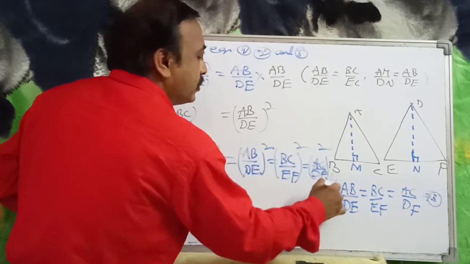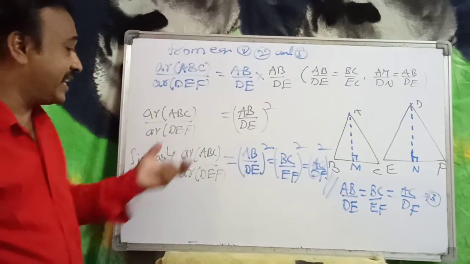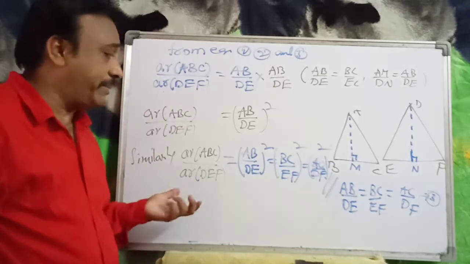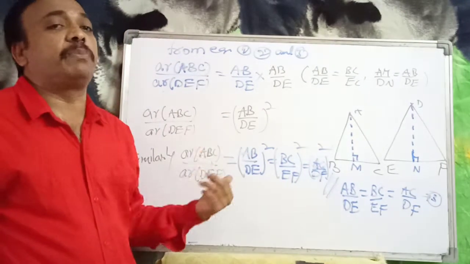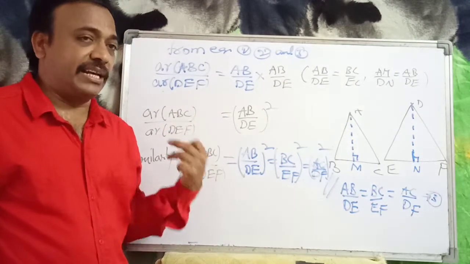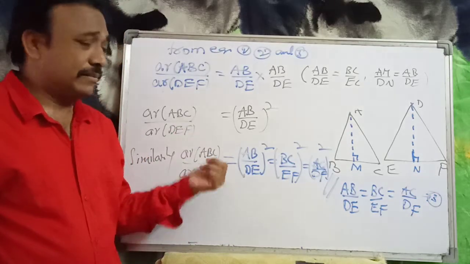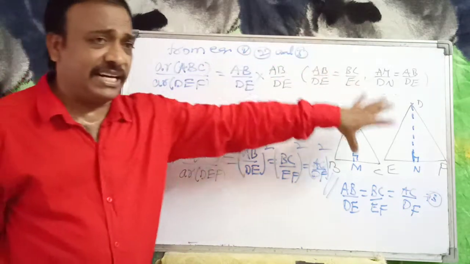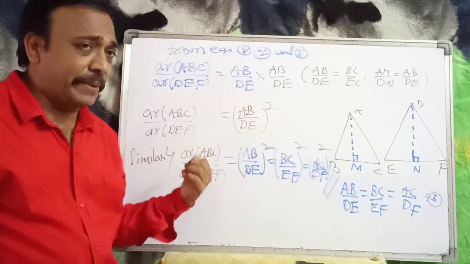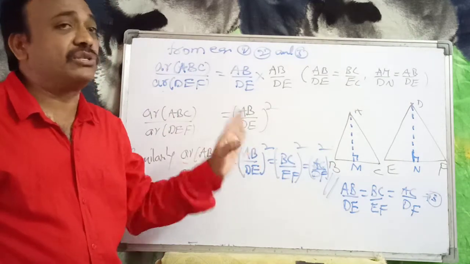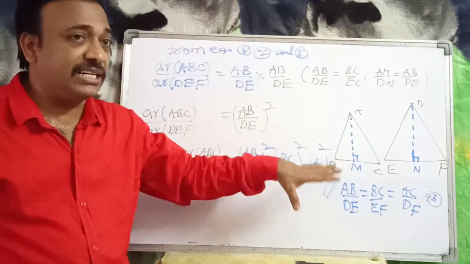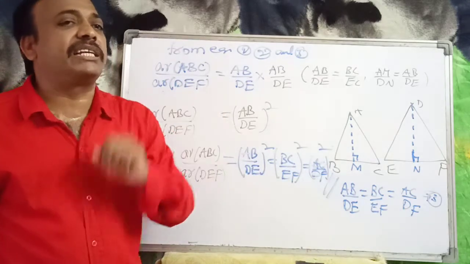So the ratio of the areas of two similar triangles will be the square of their corresponding sides. What are we doing? Two similar triangles, we are comparing their areas. The ratio of those two areas of similar triangles will be the square of their corresponding sides.